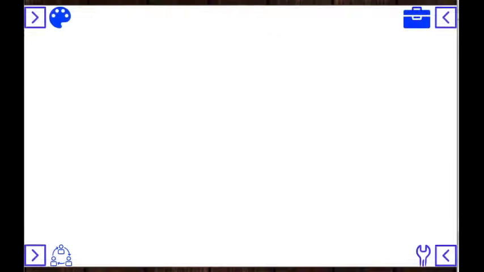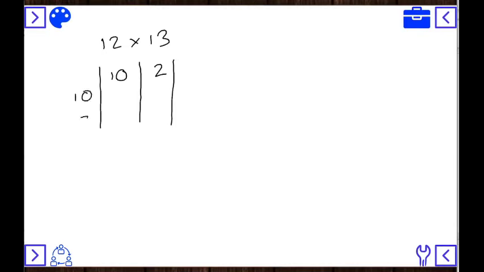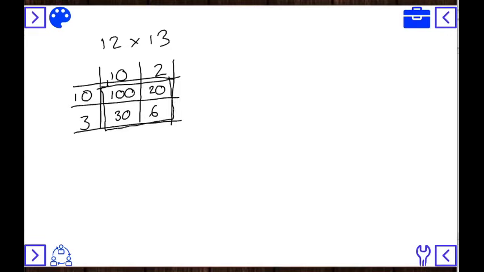Thinking about 12 multiplied by 13, I probably would use something like the grid method. 12 would be split out into columns, 13 would be split out into rows. Now every row needs to be multiplied by every column. So in this case, 10 times 10 is 100, 10 times 2 is 20, 10 times 3 is 30, and 3 times 2 is 6. And all of these numbers now need to be added together to give me my final answer of 156.